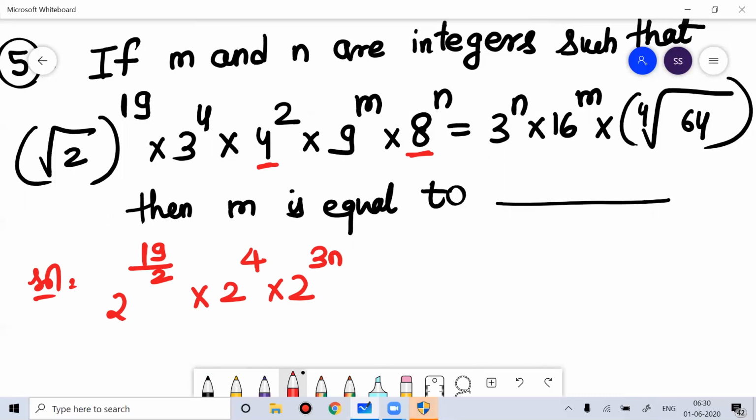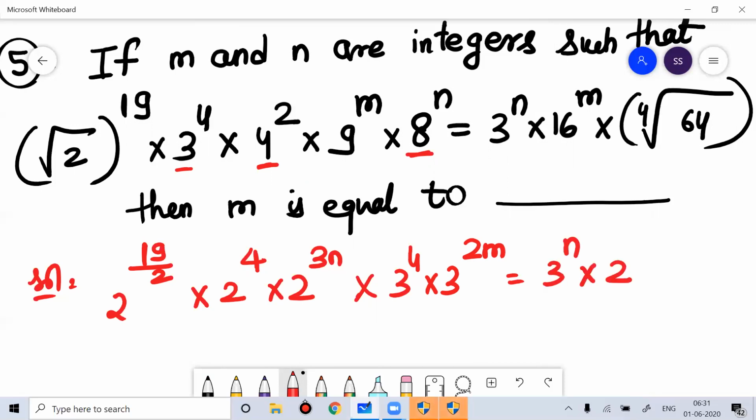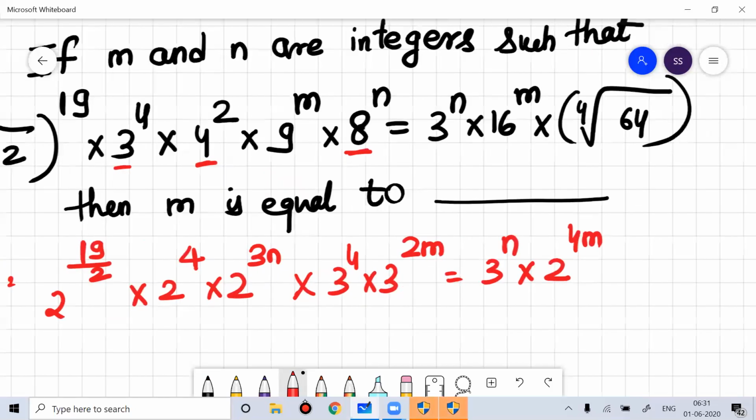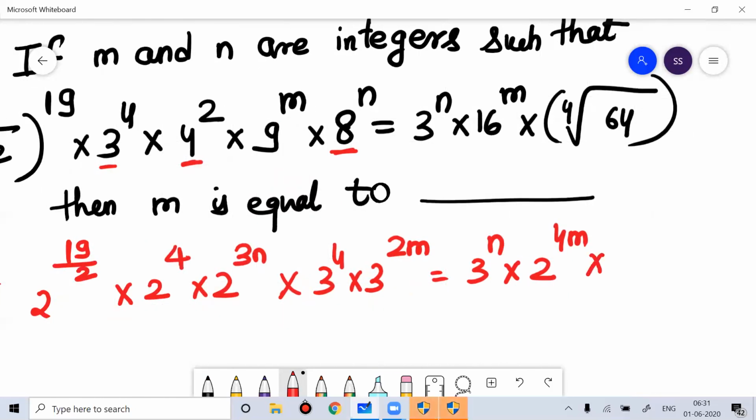So then, okay, let's take 3 together. So now 3 to the power 4, and then 3 to the power 2m. Then this is 3 to the power n into 2 to the power 4m into, what is 64? 64 is 2 to the power 6. So this is 2 to the power 6 and this is 4.